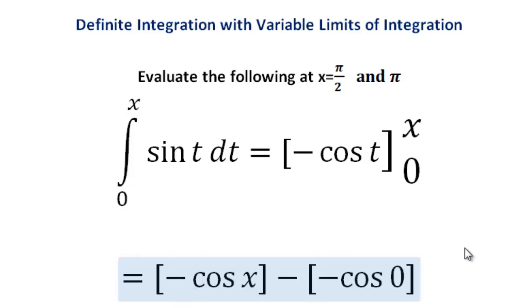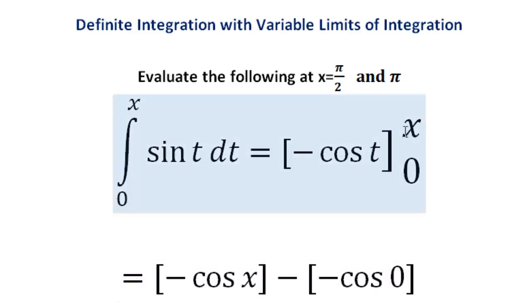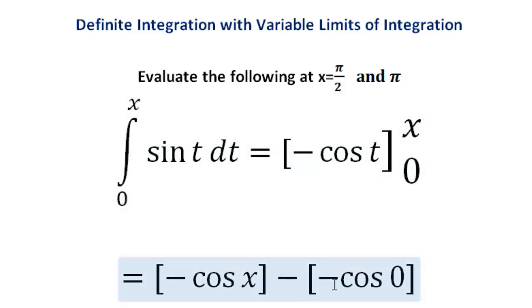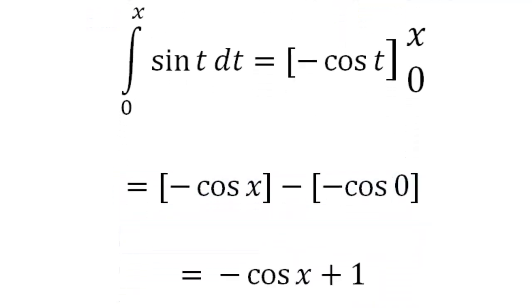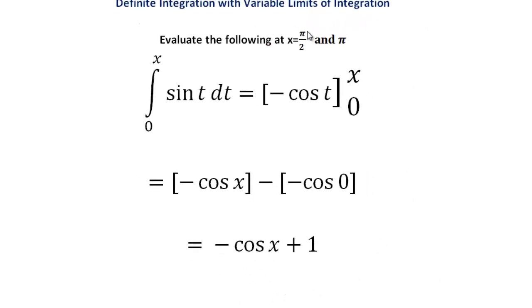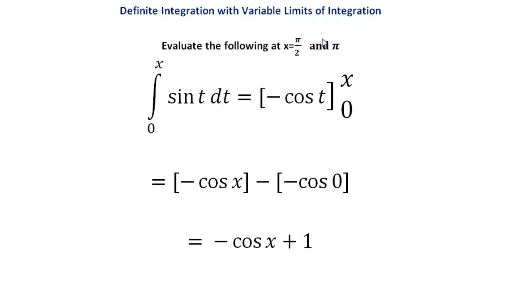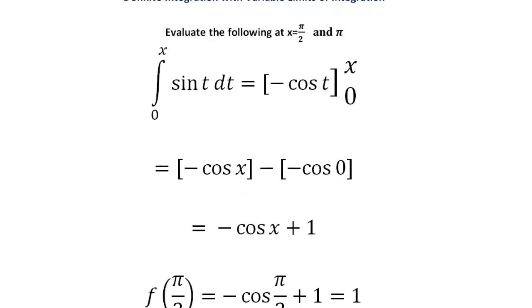And that's F of b minus F of a, so it's negative cosine of x, substituting an x for t, minus negative cosine of 0, which in turn is equal to negative cosine of x plus 1, because the cosine of 0 is 1, and the negative of negative 1 becomes positive 1. So now I've got the evaluation of this integral, and I can just substitute the values of x to find the two values that I need.